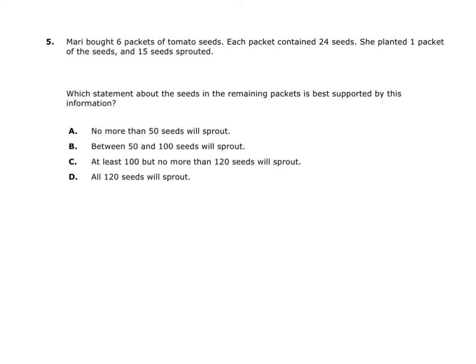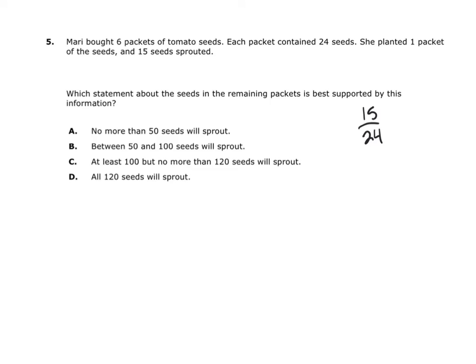All right, so 5 says Mary bought 6 packets of tomato seeds. Each packet contained 24 seeds. She planted 1 packet of the seeds, 15 sprouted. So we know that 15 out of 24 sprouted for 1 packet. Now it wants to know what statement about the seeds in the remaining packets is best supported by this information.